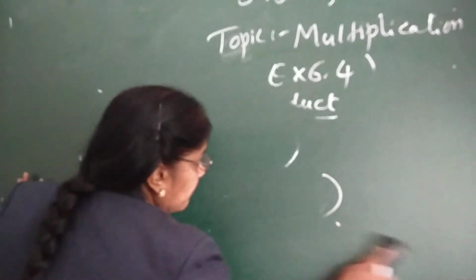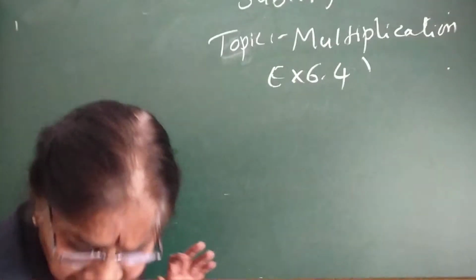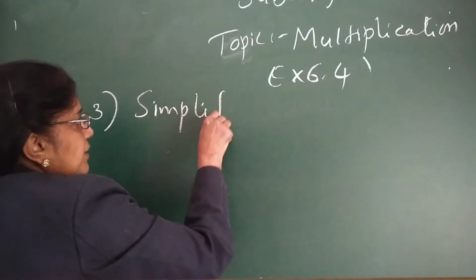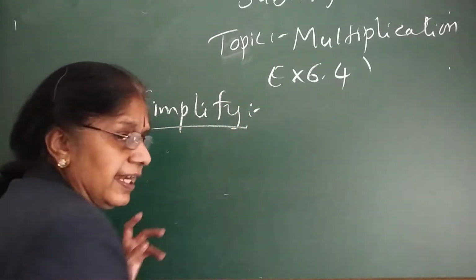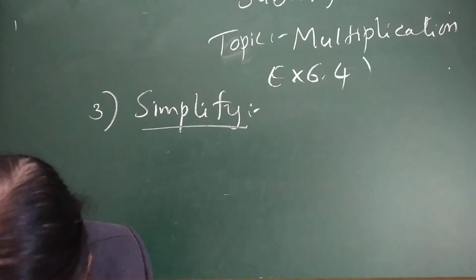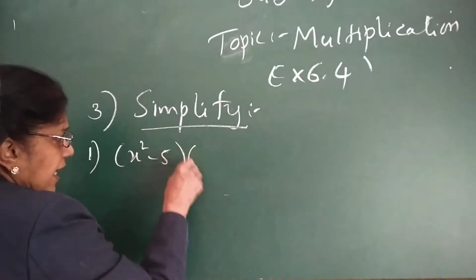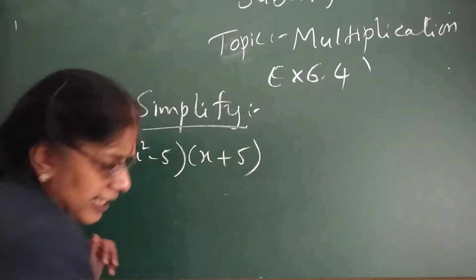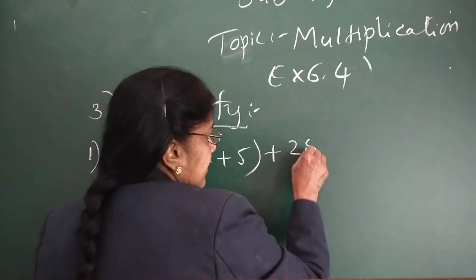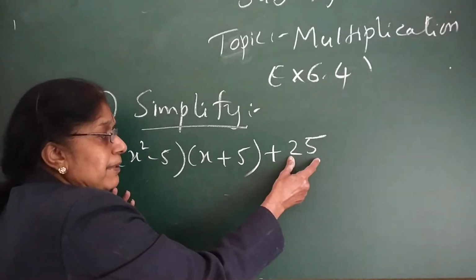We'll go to the third one in the same exercise. What does the third one say? The third one says simplify. Simplify means using the distributive property, you have to remove the brackets and finally you will get the answer. Let us see the first sum, what is given. First, x square minus 5, x plus 5, plus 25. It's very simple. Plus 25 is the constant, we will keep it as it is.